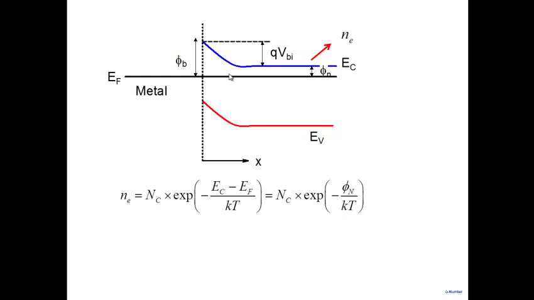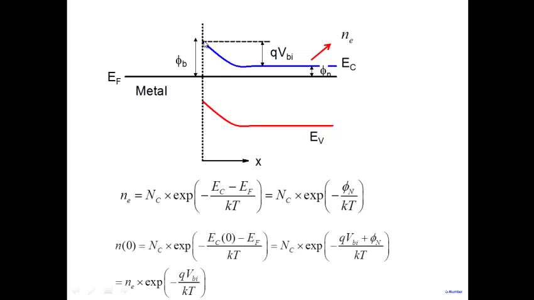Everybody sees that. How many electrons are here? Let's call this N0. N0 will be equal to Nc exponent Ec0, whatever is the position of Ec here, Ec0 minus Ef by Kt. Fine, same equation, we are talking about equilibrium. So, we can write this as Nc. Ec0 is equal to Ec here plus QVBI, right? Whatever is the Ec at this point plus QVBI is what is Ec0. So, we've added QVBI. And Ec0 minus Ef, we know is phi n, so we get QVBI plus phi n by Kt. And then rearranging in terms of this, what does it tell us?